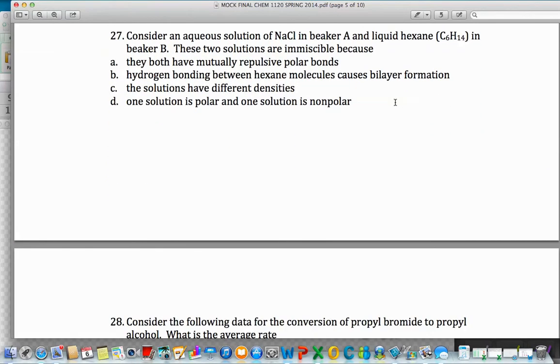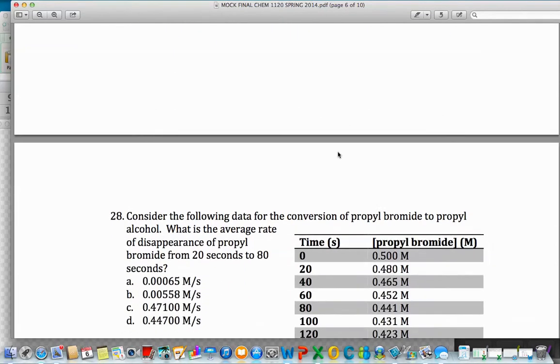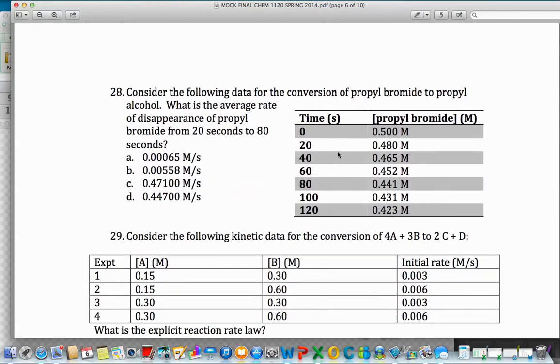If you have 2 beakers, and you have an aqueous solution of NaCl in beaker A and a nonpolar solution of liquid hexane in beaker B, they won't mix because one solution is polar and one is nonpolar. One has significant IMFs, that being the NaCl and water, ion-dipoles, and one does not. They're just London dispersion forces. Number 27, the best answer is credited response D.